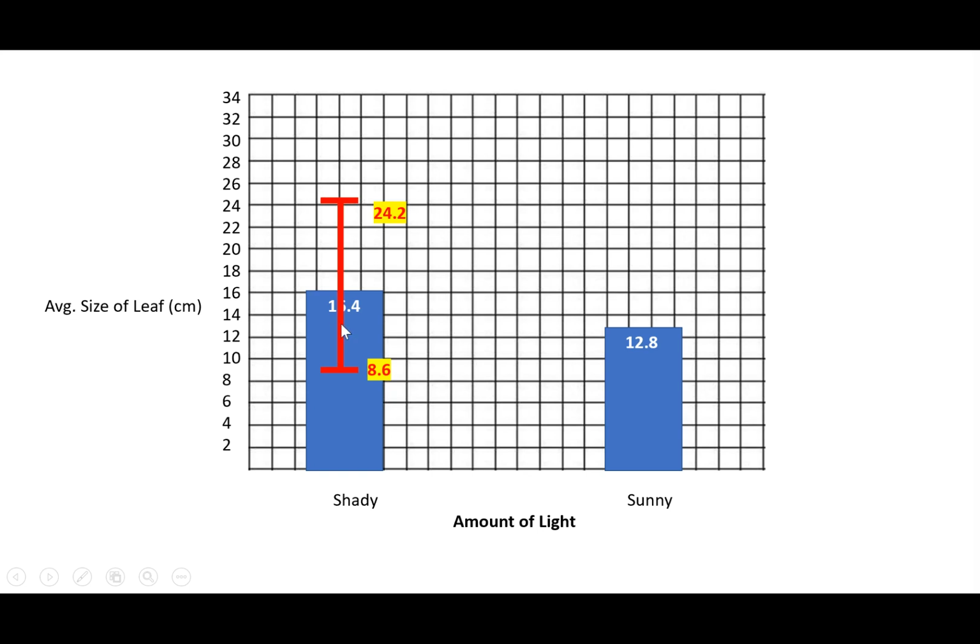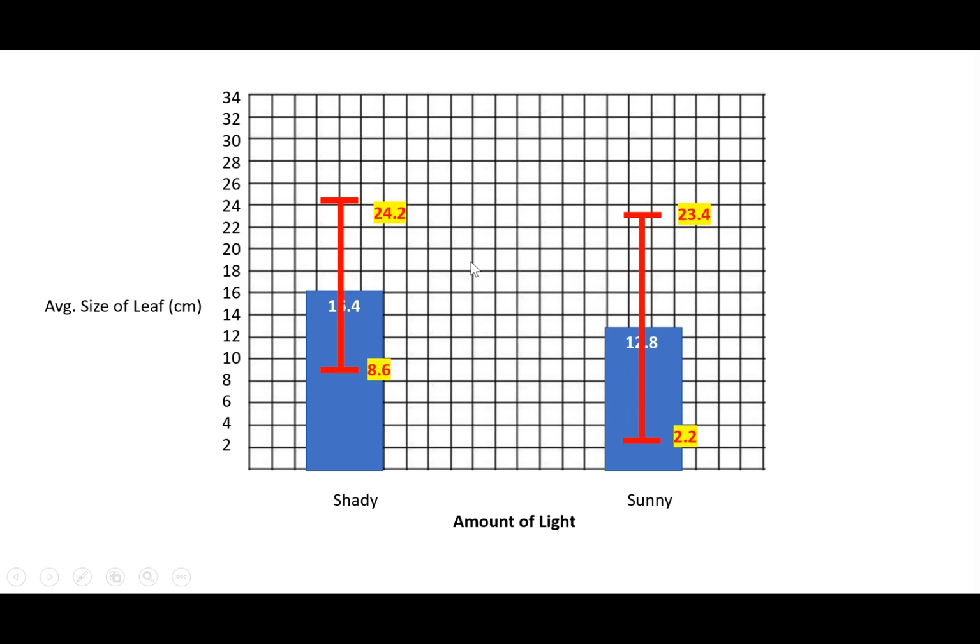Then I go down from the mean 7.8. That would be 8.6, and that's the bottom half of my error bar. So that's my first error bar. For my sunny leaves, my standard error of the mean times 2 was 10.58. So I add that to my mean. I go up 10.58 and I go down 10.58. Up 10.58 is 23.4. Down 10.58 is 2.2. All right. And that's it. That's how you draw your standard error bars. It's pretty simple, but there's a lot of math to get you to that point.